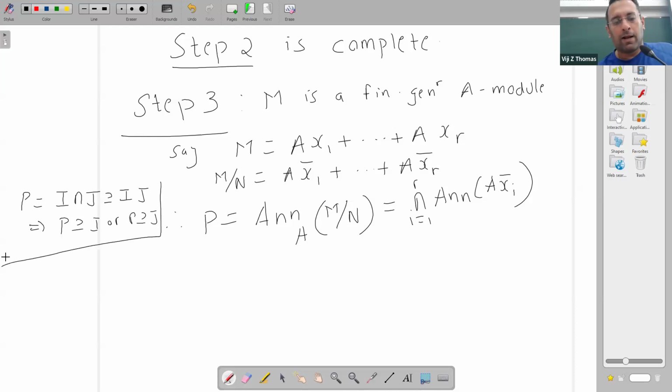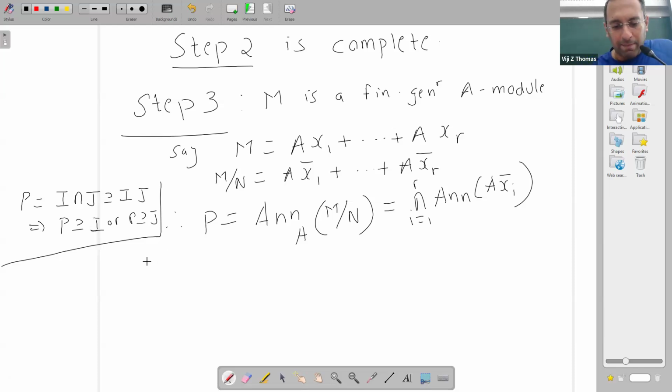Okay. Now, P is the intersection. So P is contained in I and P is contained in J. But on the other hand, by definition, we got P contains I or P contains J. So together we got P equal to I or P equal to J. So this is why. And you have to just do induction for R numbers. We have done it for 2. Okay. So this is the reason.